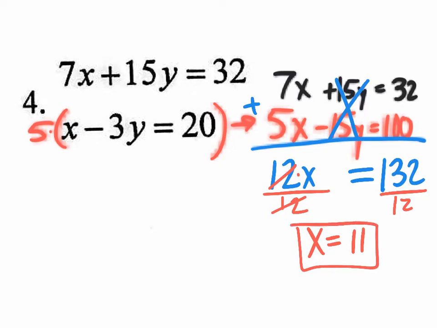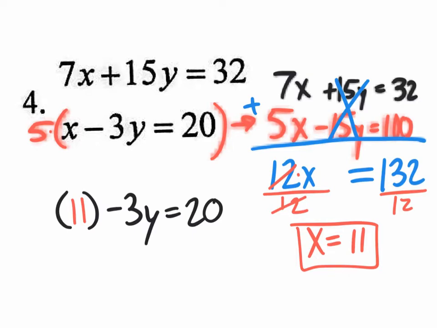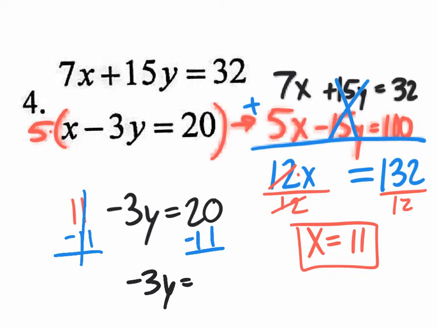Once you have one answer, you simply plug it back into any equation you want in the original to find the other answer. Just plug it into the bottom one. Bottom equation says x minus 3y equals 20. So I'm just plugging in an 11 right there. There is nothing to distribute on the parentheses, so I could erase the parentheses and just leave it 11 minus 3y equals 20. So how am I going to get rid of that 11? I'm going to subtract 11. It's going to cancel. What I do to one side, I do to the other side. I will have negative 3y equals 9. 20 take away 11 is 9.